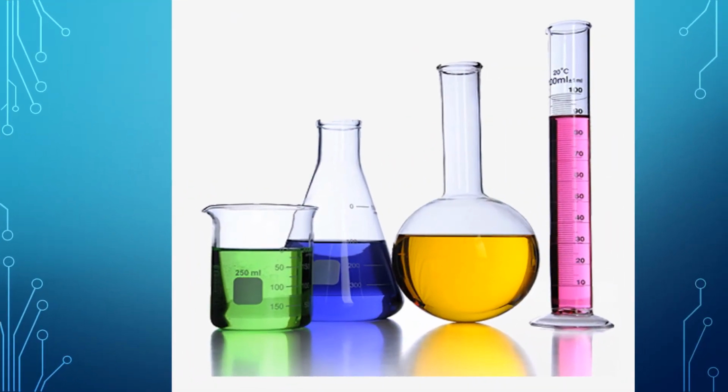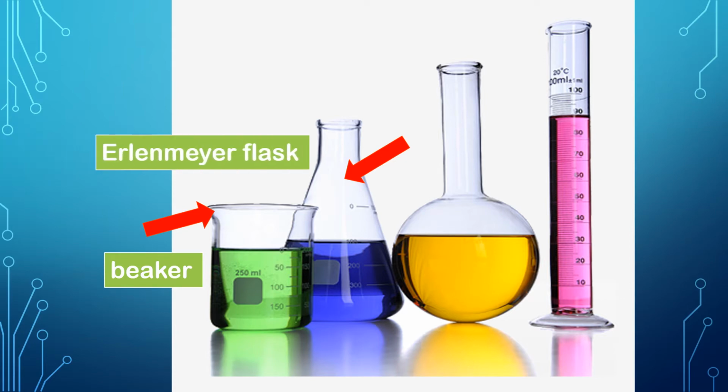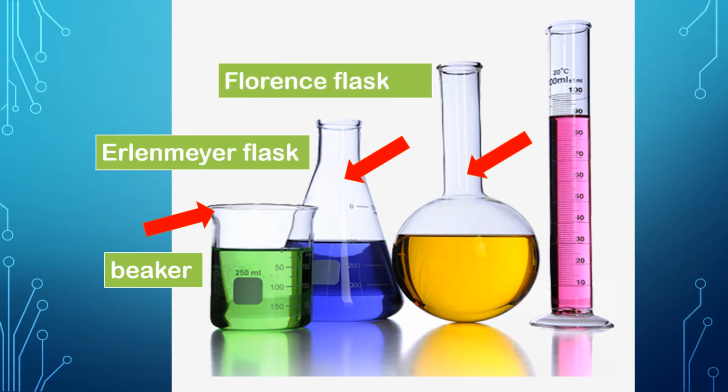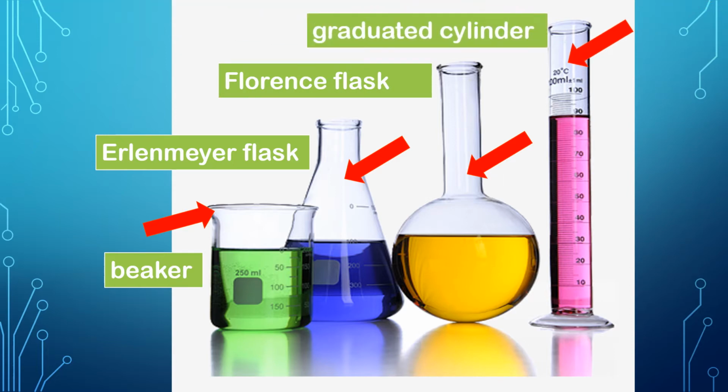So here are some of the laboratory equipment. Let us identify their names. So first one, what is the name? Do you know what's the name of this? It is called beaker. What about the next? It is Erlenmeyer flask. The next one is the florence flask. And then the last picture, it is graduated cylinder. So those are some. Now let us learn more.